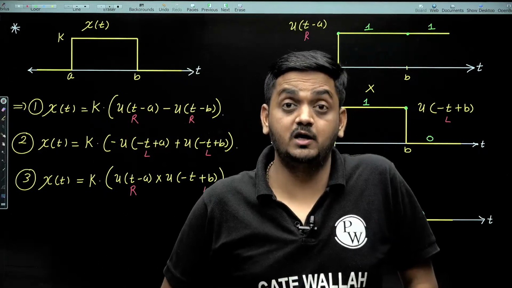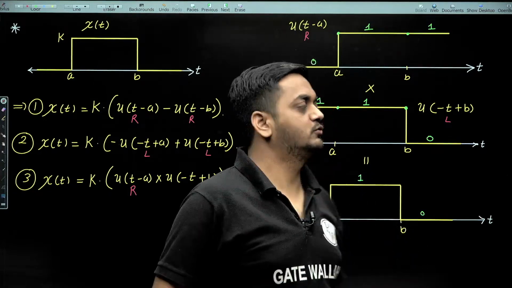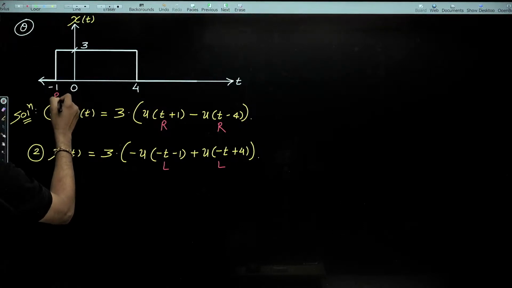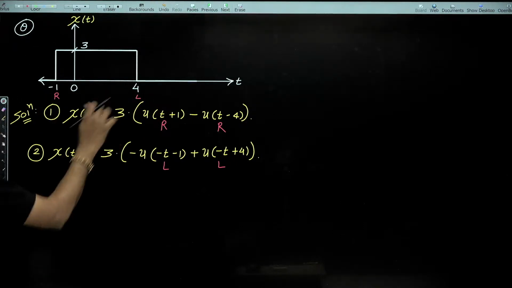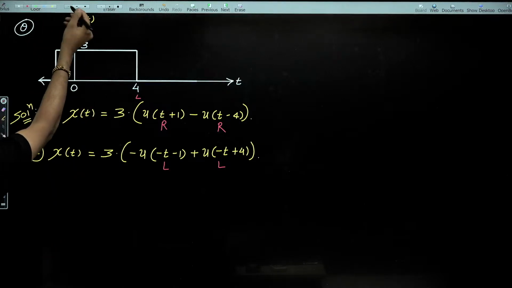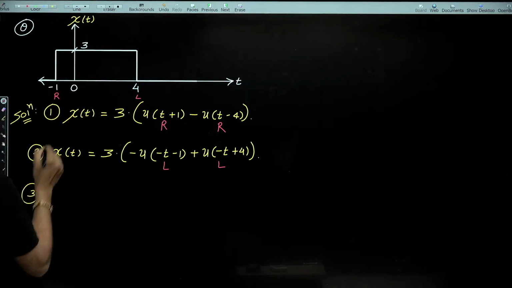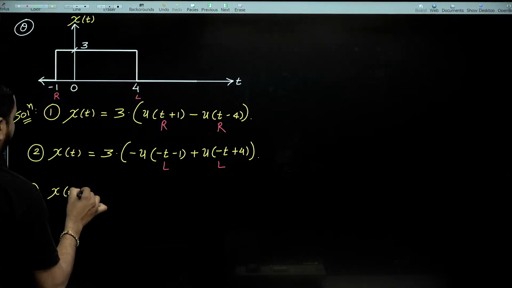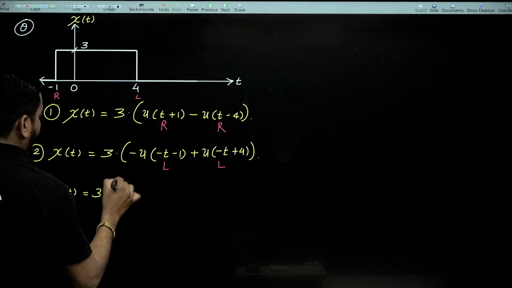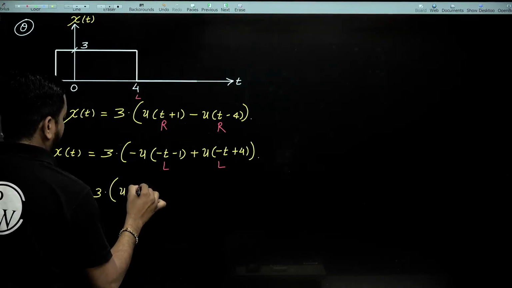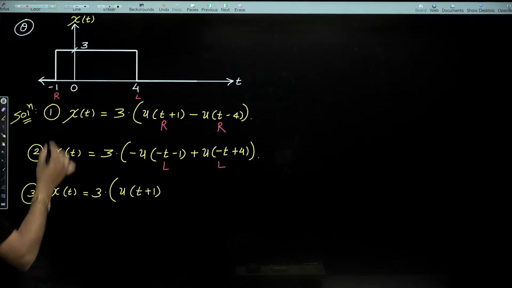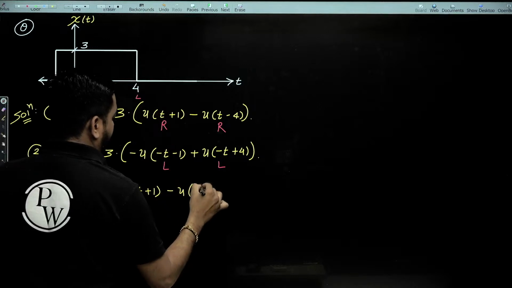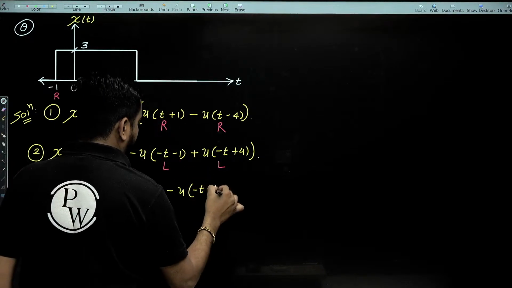They can ask in a multiple select question also. In this question, one more representation: this is right sided and this is left sided. Both right sided, both left sided, and one right sided, one left sided. So number 3, lower limit right sided, upper left sided. So x of t will be amplitude 3, bracket u of right sided, t plus 1, right sided, plus t opposite sign, minus u of left sided minus t same sign, so plus 4.